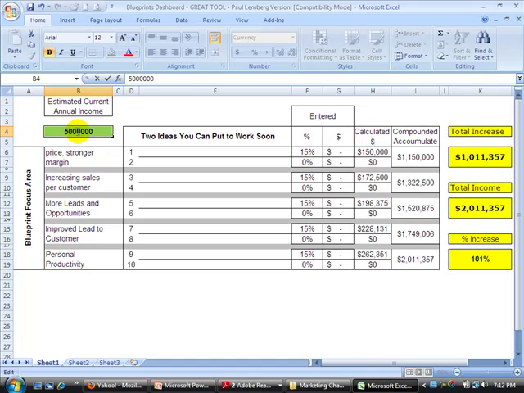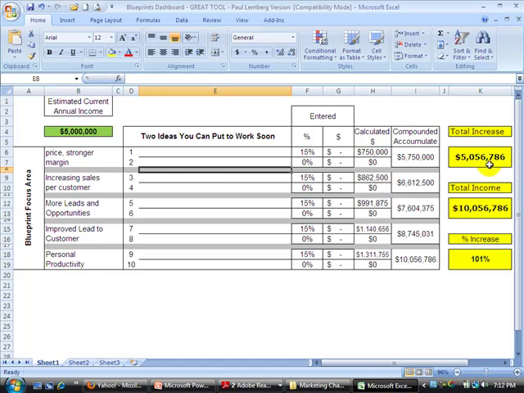So let's say a business doing 5 million a year. You can see all the numbers here, and here's the 5 things that I just talked about. Here they are on the left. Here's where you can put in some ideas. You can write them in, and then here's percent increase. You can see here, if I were to change this to just say 1%, you'll notice all of these numbers over here change like that.